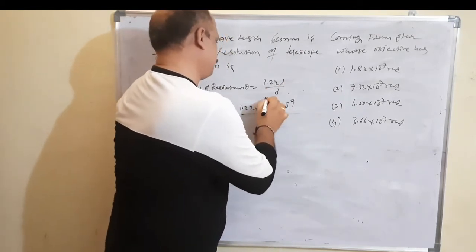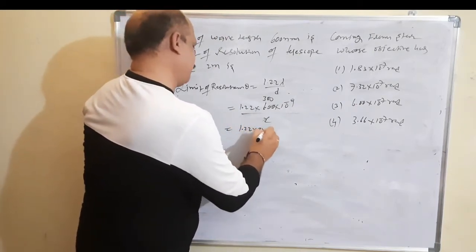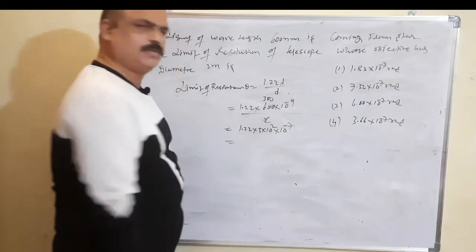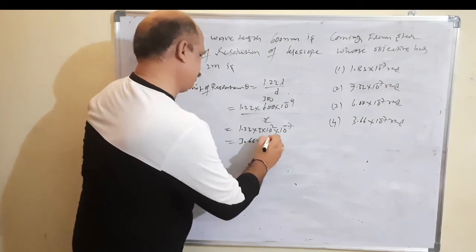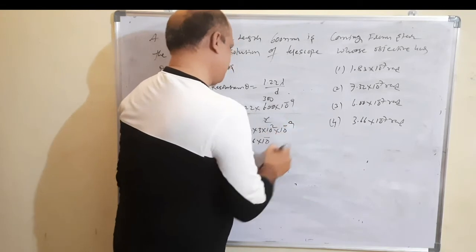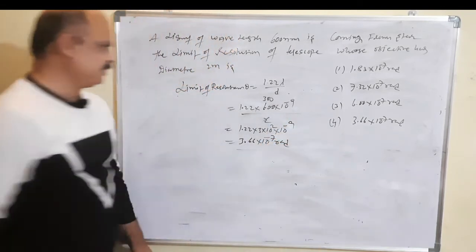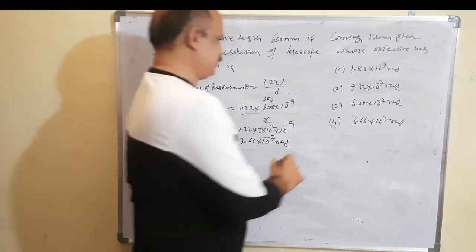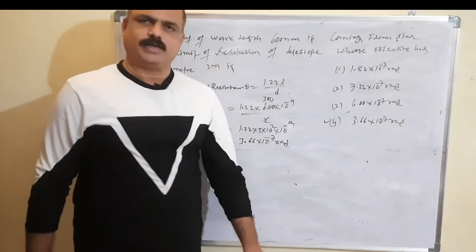So here 300 times. Now 1.22 into 3 into 10 square into 10 to the power of minus 9, that is equal to 3.66 into 10 to the power of minus 7 radians. This is the answer of this question. So our option is the fourth option, 3.66 into 10 to the power of minus 7 radians.